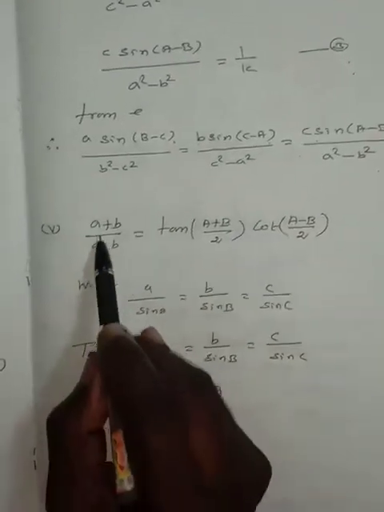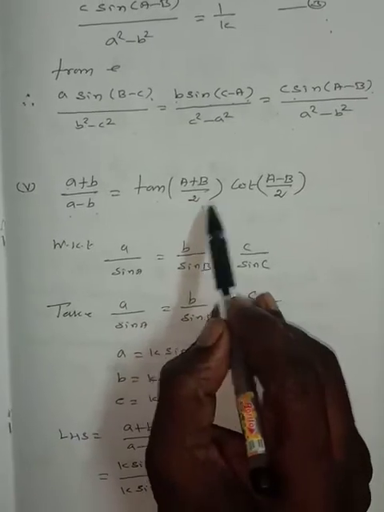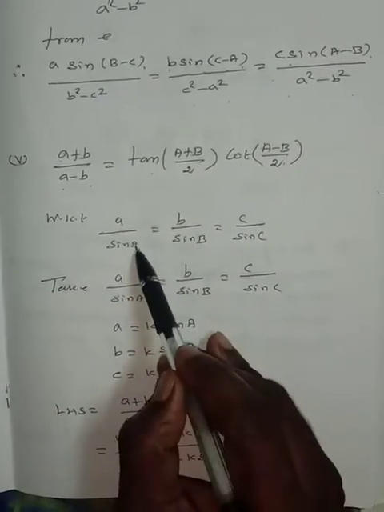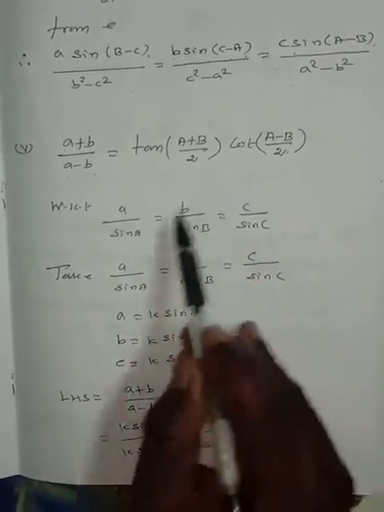Next, number 5: (a plus b) divided by (a minus b) is equal to tan of (a plus b) by 2 into cot of (a minus b) by 2. We know that a by sin a is equal to b by sin b is equal to c by sin c. This is the sine formula.